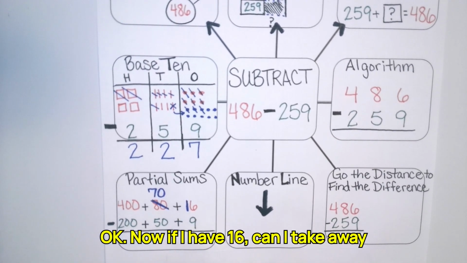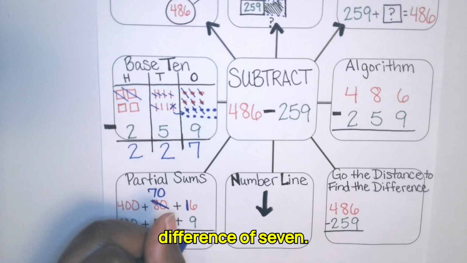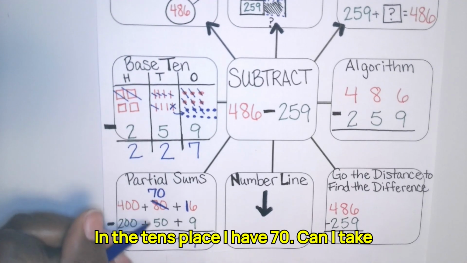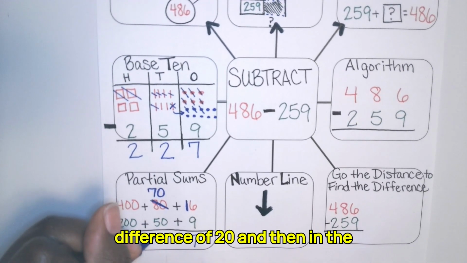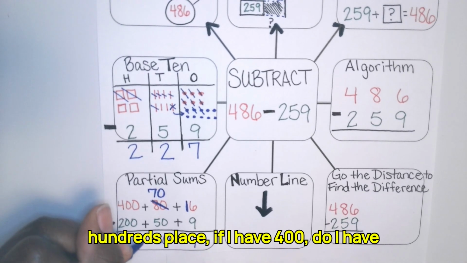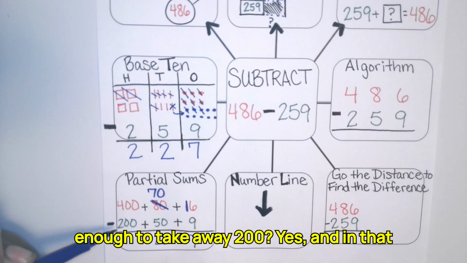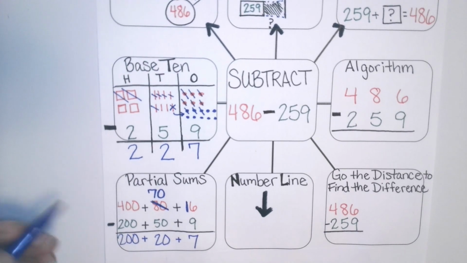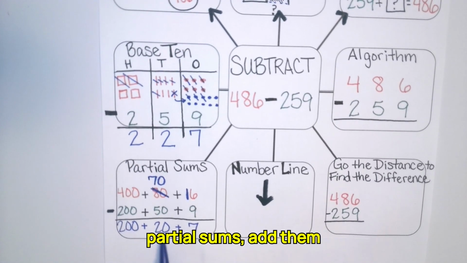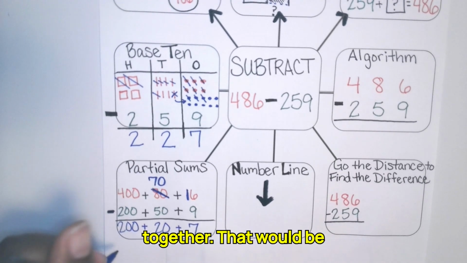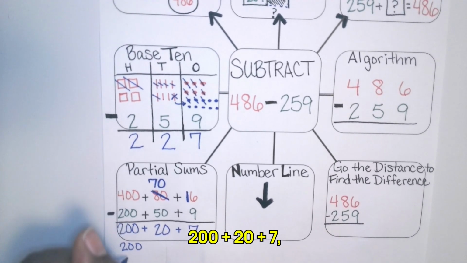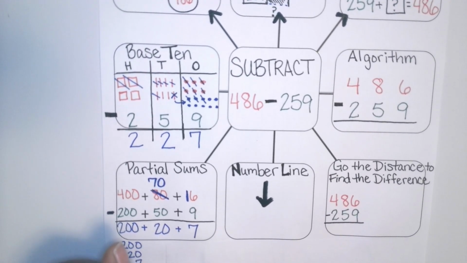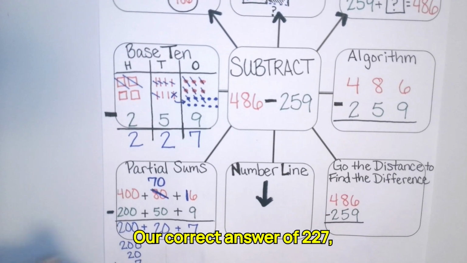Okay, now if I have 16, can I take away 9? Yes. That would give us a difference of 7. In the tens place, if I have 70, can I take away 50? Yes. That would give me a difference of 20. And then in the hundreds place, if I have 400, do I have enough to take away 200? Yes. And in that case, you would have 200. And then, of course, you would take these partial sums and add them together. That would be 200 plus 20 plus 7, which would give you our correct answer of 227.